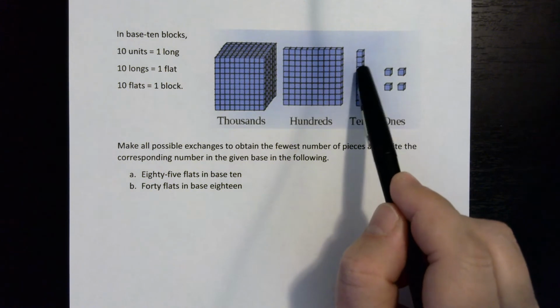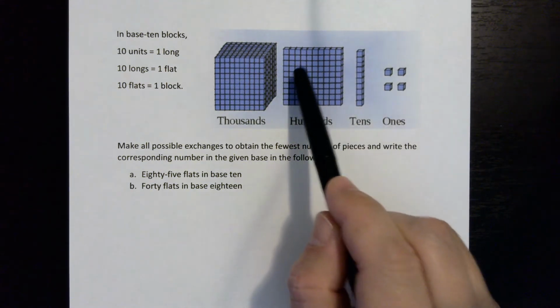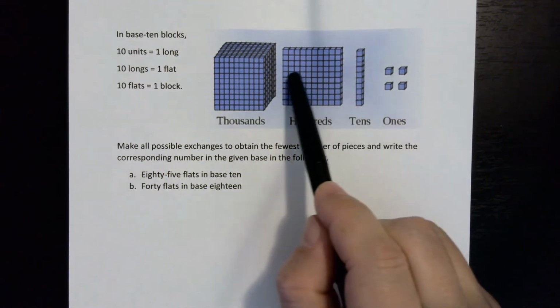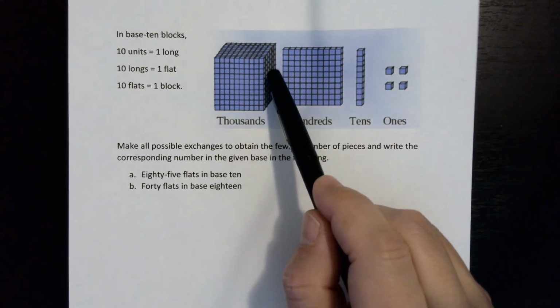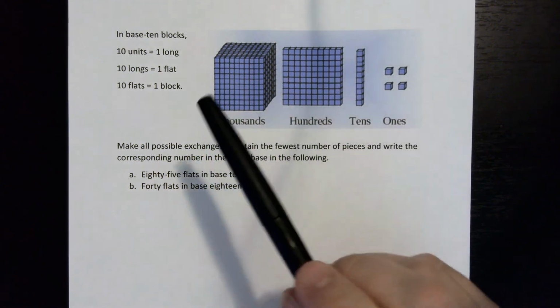And if you stack these next to each other, 2, 3, 4, 5, 6, 7, 8, 9, 10, it takes 10 of them to make a flat. And if you stand the flats up next to each other, 1, 2, 3, 4, 5, 6, 7, 8, 9, 10, you get a block.